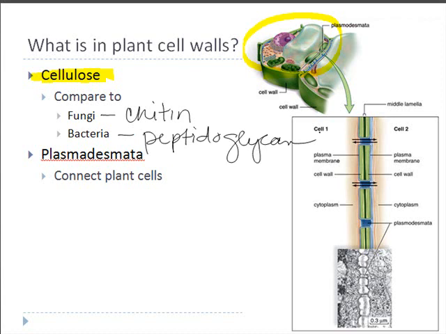The presence of that cell wall makes it a little more difficult for two plant cells to communicate with each other, but plant cells do have something that's kind of like a gap junction called a plasmodesmata. And it's basically just a protein hole or opening that allows two cells to communicate with each other through their cell walls. And that wraps it up for the plasma membrane.